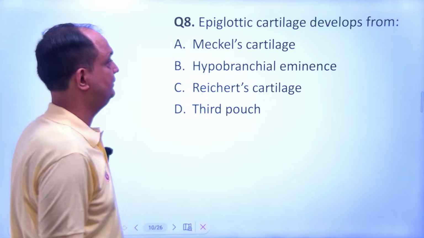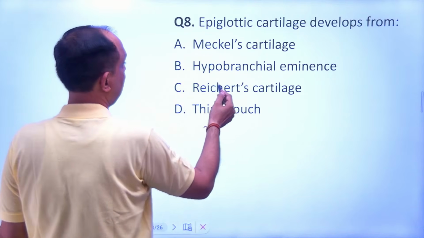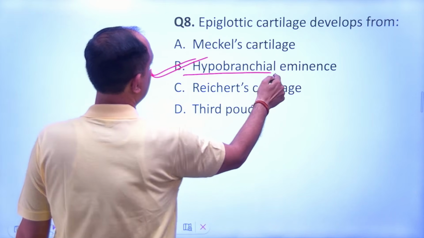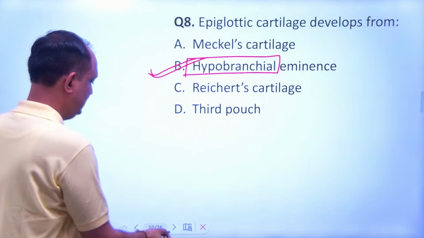Now next question, epiglottic cartilage develops from Meckel's, hypobranchial eminence, Reichert's, third pouch. Answer B. The epiglottis develops from hypobranchial eminence.